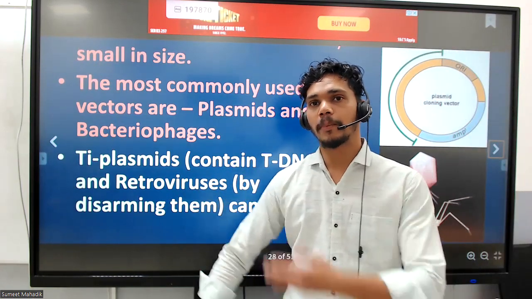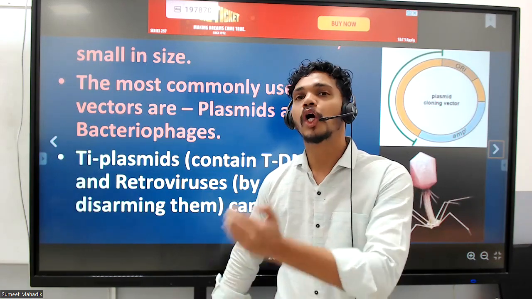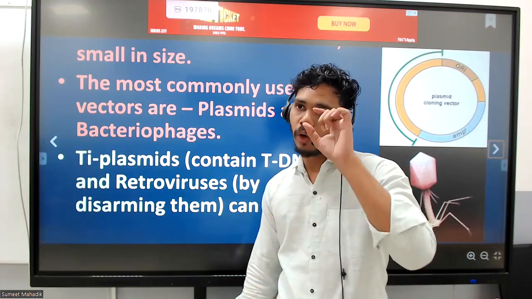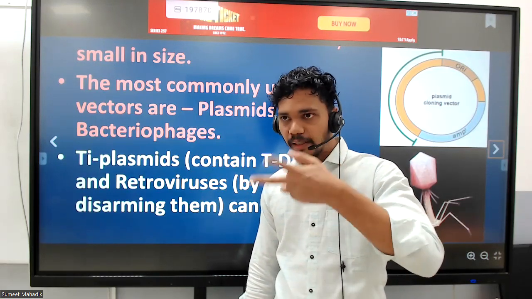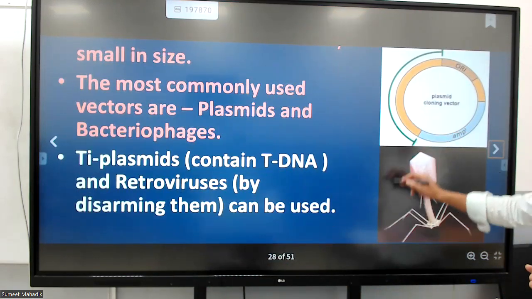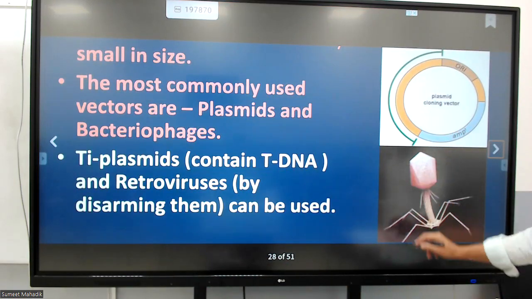Disarming means what? Disarm means no arm. Means what? Toxins are not there. In a vaccine, can we introduce a normal live organism? No. We need attenuated. So disarming can be used. This is called a bacteriophage. Yes or no?